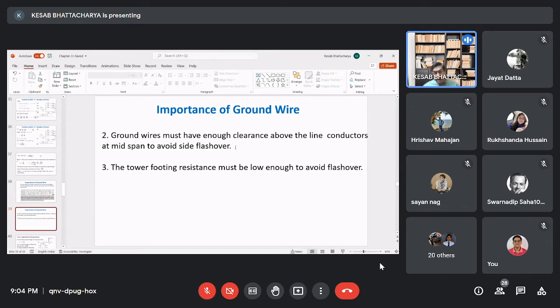Next point is the tower footing resistance must be low enough to avoid flashover. By the term tower footing resistance, we mean that each and every tower at its base develops some resistance. That resistance is normally referred to as tower footing resistance, and for the ground wire to provide effective protection against lightning to the phase conductors, the tower footing resistance should be as low as possible. Why it is so, we shall discuss after some time.